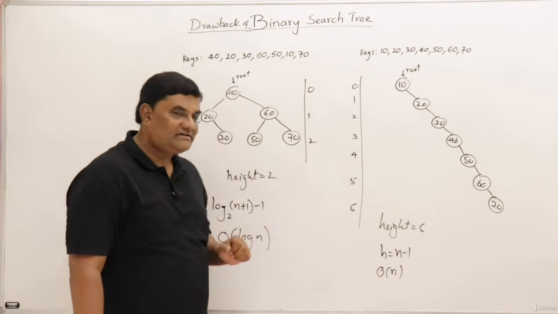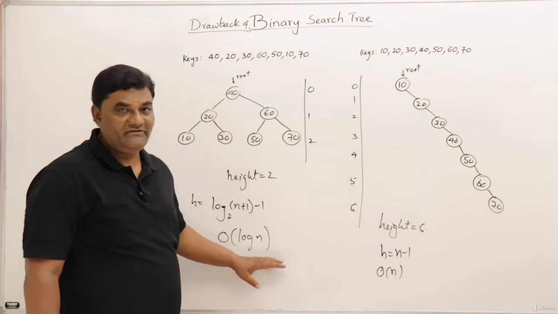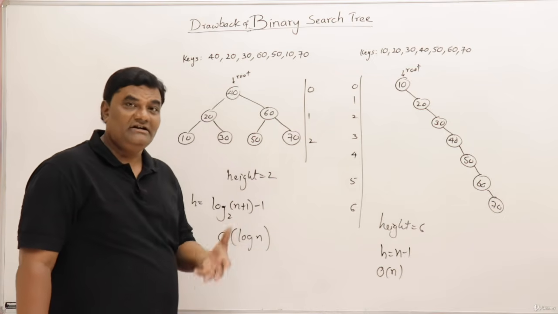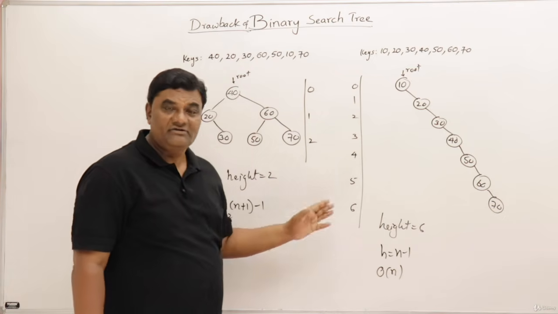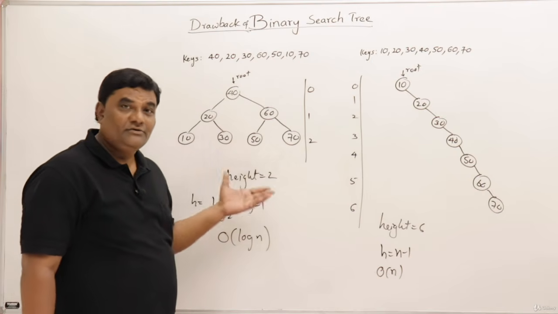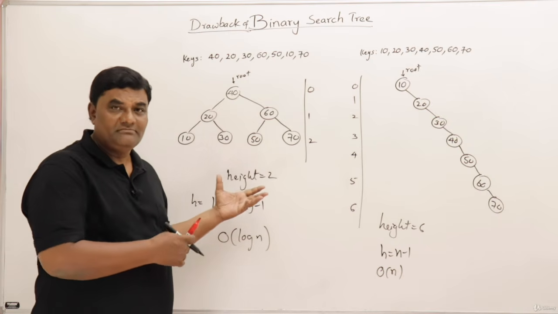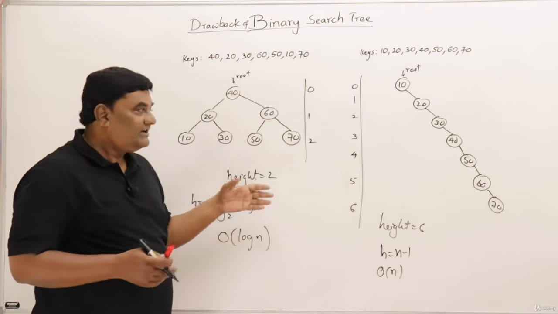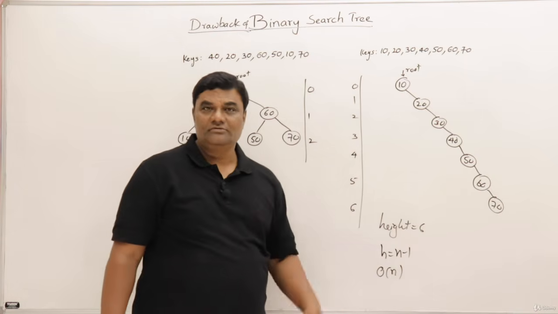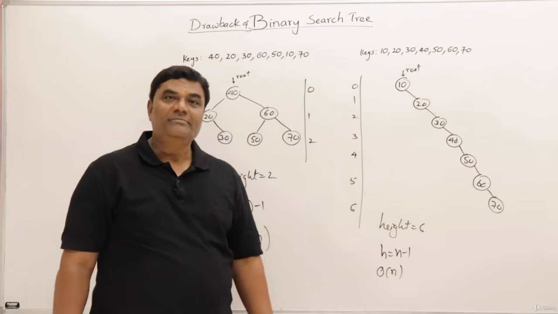So the conclusion here is that the height of a binary search tree is not always log n. But we were assuming that it is log n every time. Whenever I was analyzing, I was saying height is log n. We are expecting this. We are using binary search trees expecting that their height will be minimum. But the reality is that it may not always be minimum. It can be linear also. So that's all about the drawback of binary search tree.